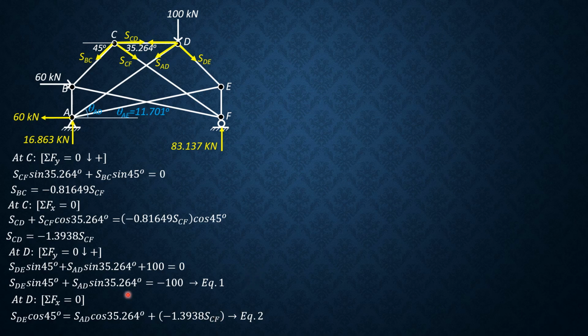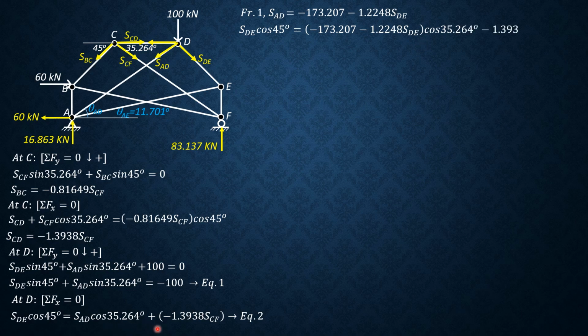Then from equation 1, SAD is negative 100 over sine 35.264. So that would be negative 173.207. Then negative sine 45 SDE divided by sine 35.264 is negative 1.2248 of SDE. So in equation 2, SDE cosine 45 equals SAD. SAD is negative 173.207 minus 1.2248 SDE cosine 35.264, then minus 1.3938 SCF.